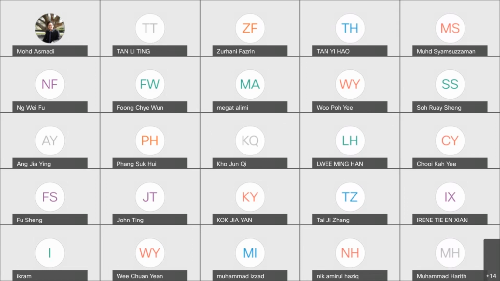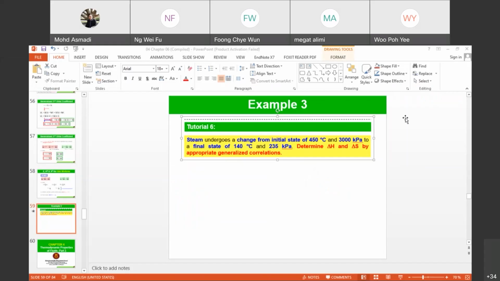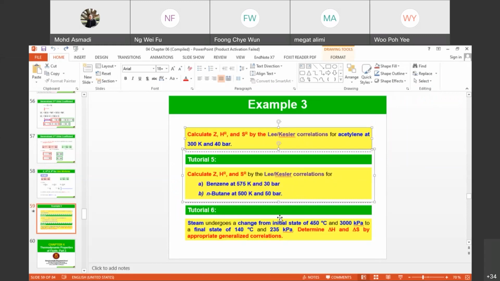So for tutorial 6, the answer for delta H is equal to negative 593.95 joule per gram, while delta S is equal to negative 0.078 joule per gram Kelvin. That is the answer for delta S and delta H.